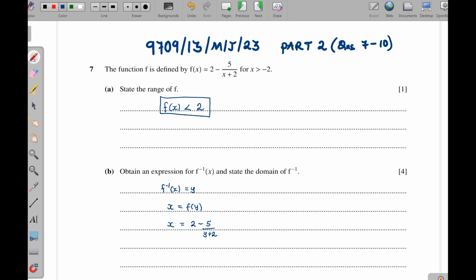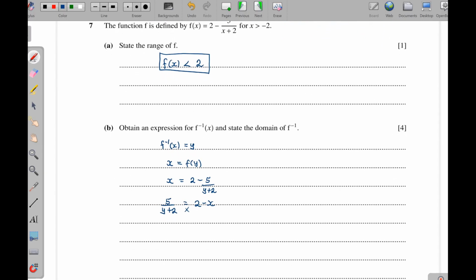Now, we need to make y the subject of the formula. This part here is negative, so first take it this side to become a positive. So we shall have 5 out of y plus 2, which is equal to 2. Take the x this side, minus x. Then we can cross multiply. When we cross multiply, of course, we are going to divide, so I'll just have 5 over 2 minus x. Then this one is equal to y plus 2. So meaning y shall be equal to 5 out of 2 minus x, then minus 2.